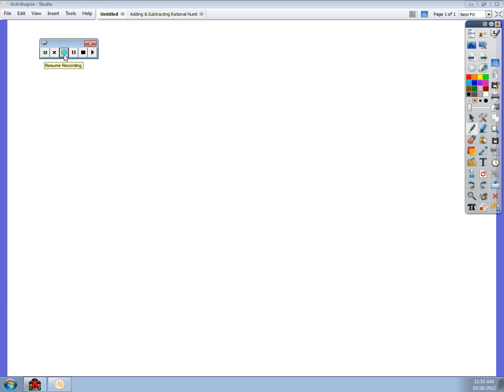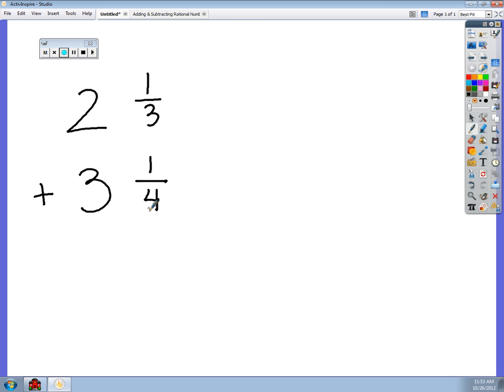In this video we're going to take a look at how we add mixed numbers with unlike denominators. The process is very similar to what we do with just plain fractions with unlike denominators. So I'm going to keep some of my original numbers that I used in the other video, so 2 and 3. And here I'm going to have 1/3 and I'm going to have 1/4.